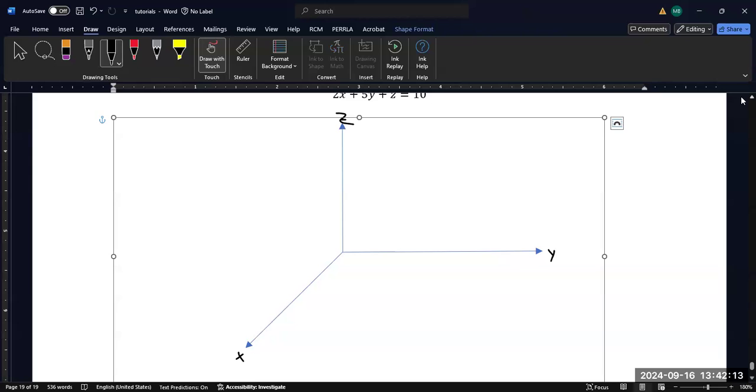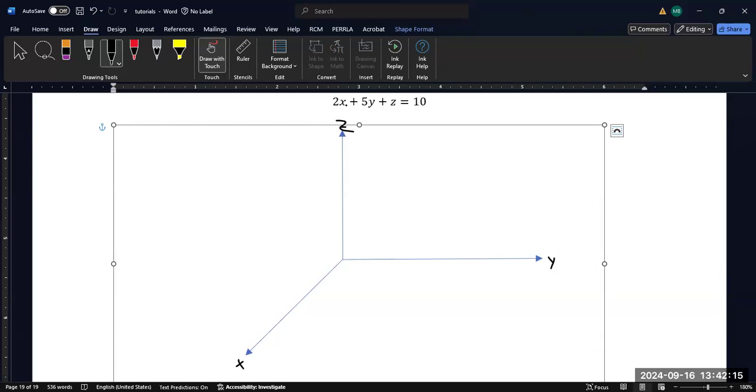Now, if I'm plotting this point up here, if I want the x-intercept, I'm going to let y and z become 0, and then I'm going to solve the remaining equation. So if this is 0 and this is 0, and all I have left is 2x is equal to 10, then my x-intercept is going to be 5. So 1, 2, 3, 4, 5. My point is going to be there.